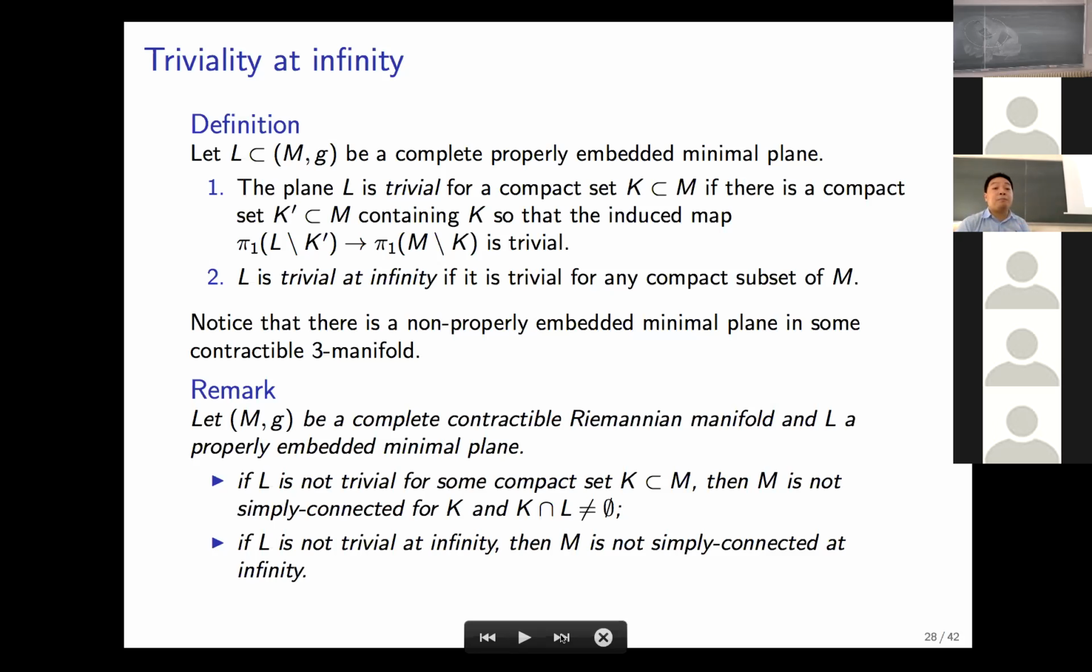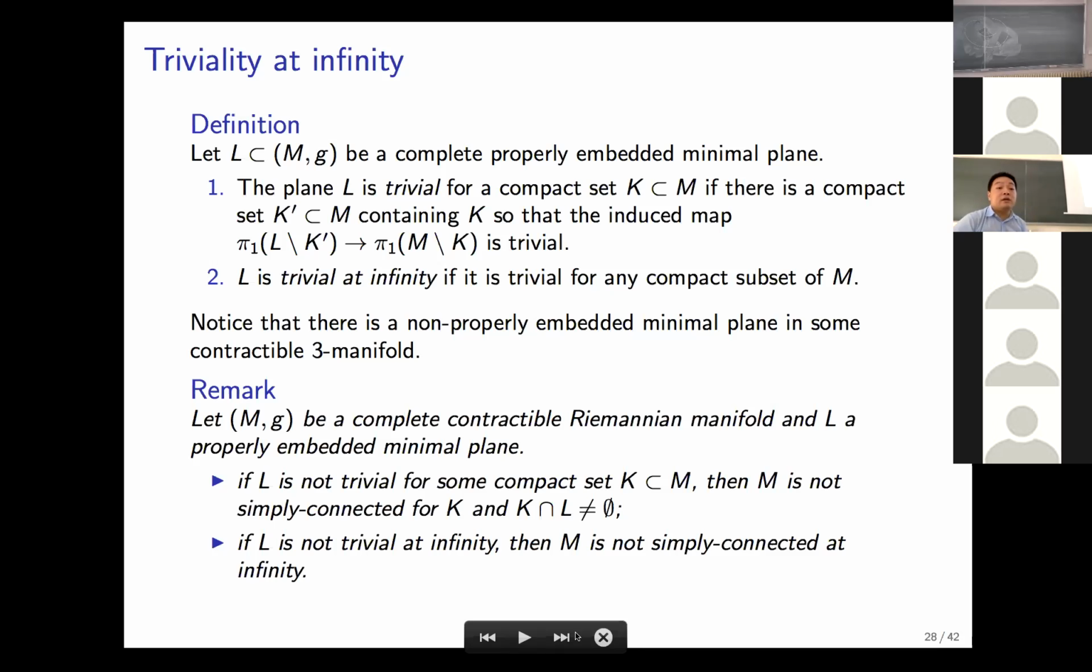Let L be a complete properly embedded minimal plane. A plane means this surface is diffeomorphic to R^2. The plane is trivial for a compact set K if there is a compact set K' containing K, such that the induced map from the fundamental group of L minus K to the fundamental group of M minus K is trivial. That means any closed curve on L outside K' is contractible in M minus K.